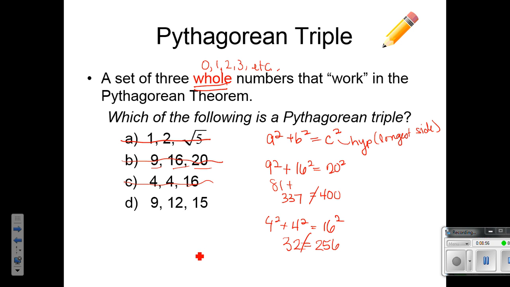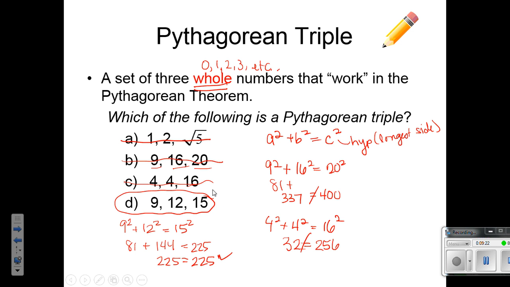So D would probably be the answer, but let's make sure that works. So 9 squared plus 12 squared equals 15 squared, and remember, the largest is the hypotenuse. 9 squared is 81 plus 144 equals 225, and I believe 81 plus 144 equals 225. And 225 equals 225, therefore this would be considered a Pythagorean triple.